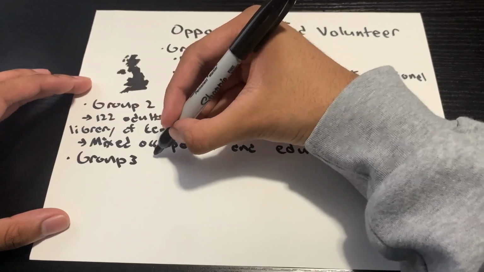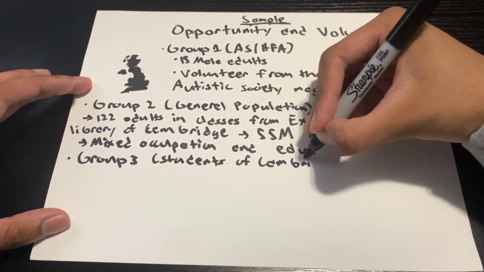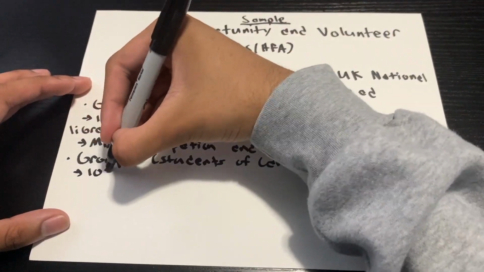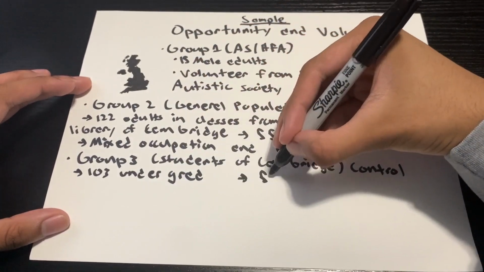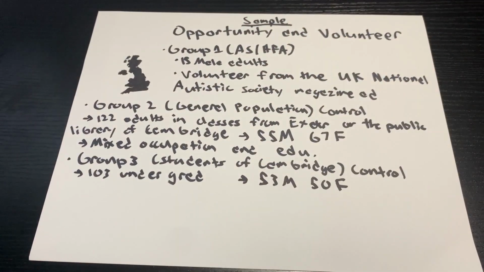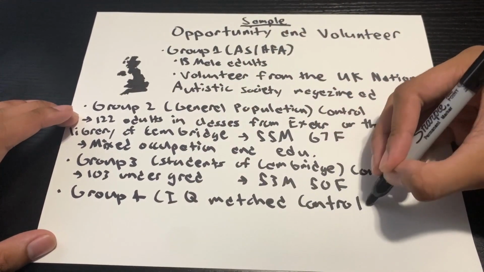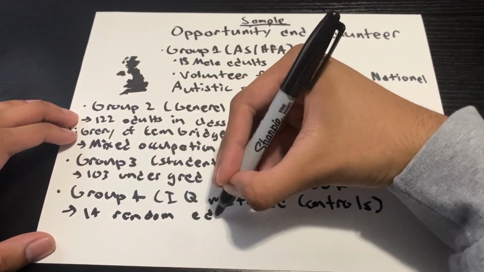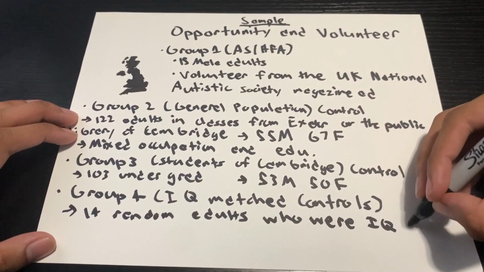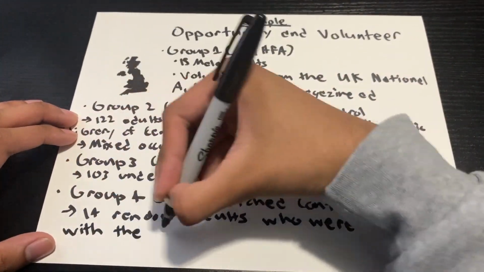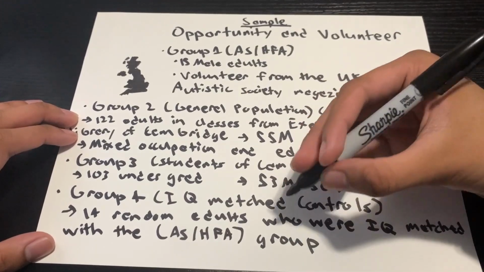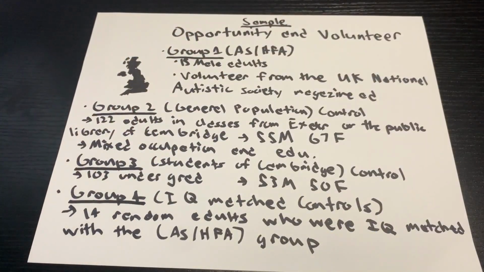Group 3 was another control group which had students of Cambridge in it. It had 103 undergrad students with 53 male and 50 female. Group 4 was the IQ match controls, which were 14 random adults who were IQ matched with the AS/HFA group. This group existed to create a more controlled comparison between normal adults and AS/HFA adults.